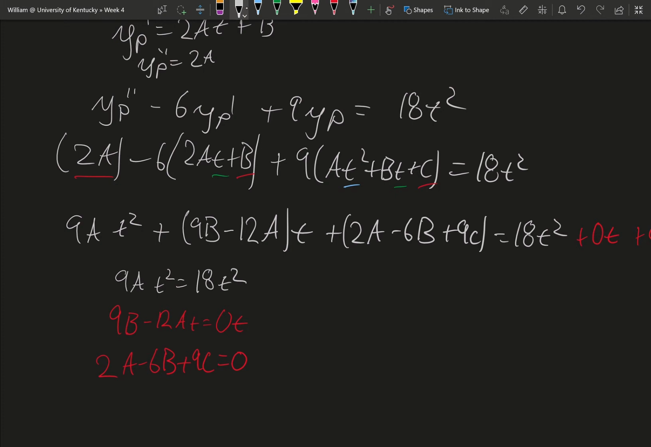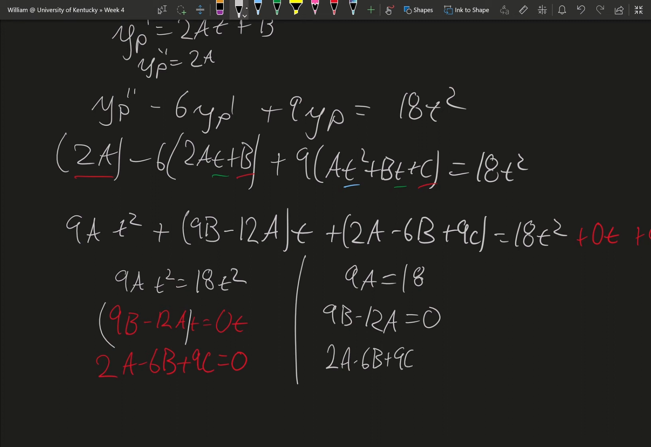And now I can just divide through by the t because we need it to always be true, right? So we have 9a equals 18, 9b minus 12a equals 0, and 2a minus 6b plus 9c equals 0. So we can see then a has to be equal to 2.